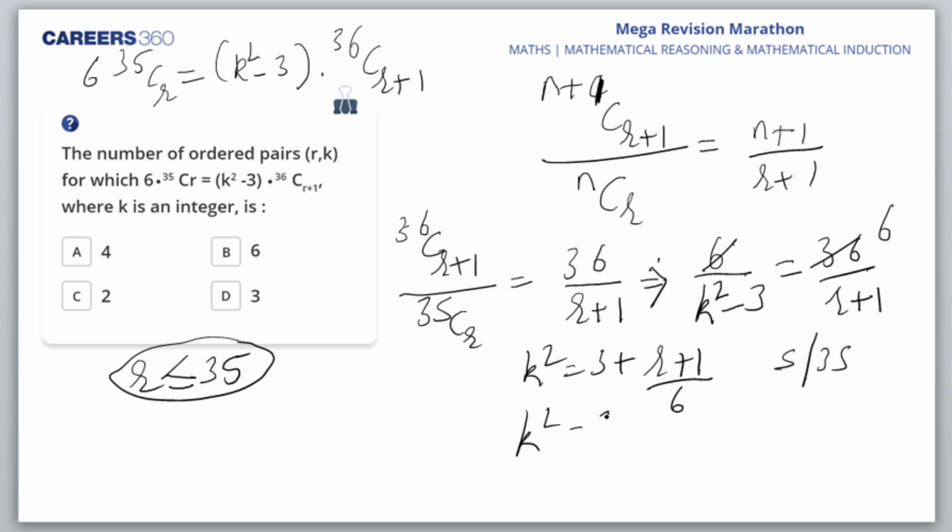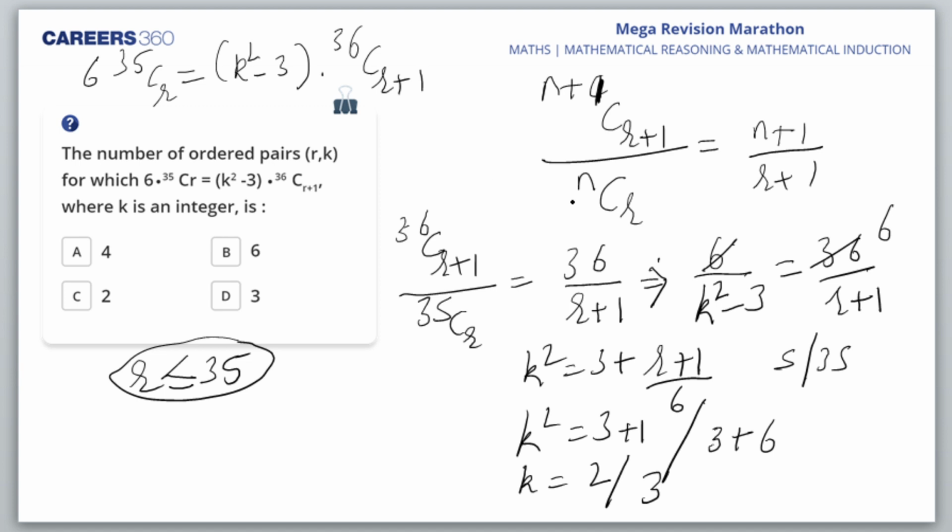So what do I get? K square is equal to 3. When I take 5, I'll get 3 plus 1, 4. When I put 35, I get 6 plus 3, 9. Am I right? So K can be equal to 2 or 3. But if I take K as 2, what will this bring me? 2 to the 4 minus 1, 3, okay? And this would be 9.